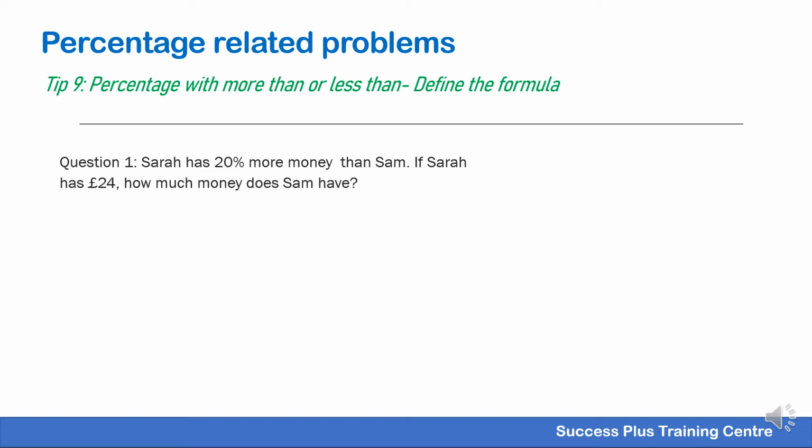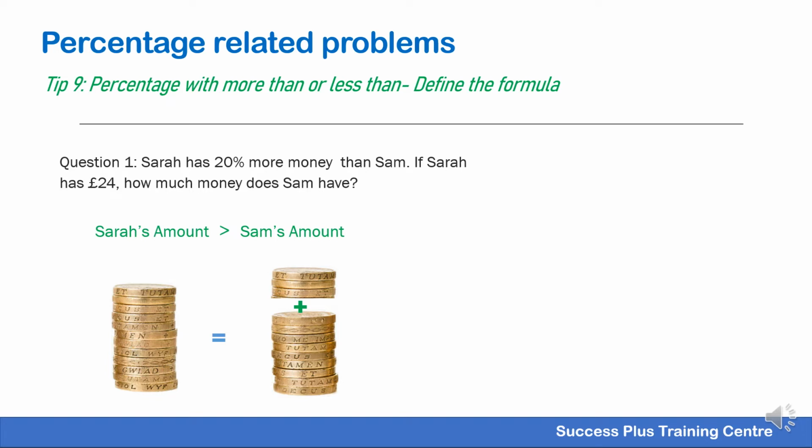Percentage with more than or less than. Define your formula. Let's clarify this tip using the question below. Sarah has 20% more money than Sam. If Sarah has £24, then how much money does Sam have? Unlike the similar question that was mentioned in the previous video, in this case, we know the amount that Sarah has, and we need the amount that Sam has.